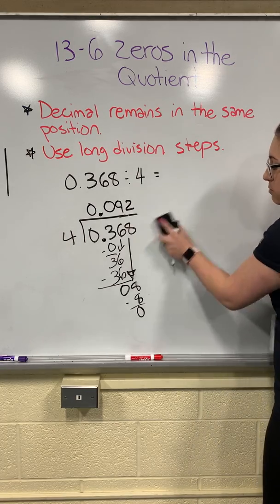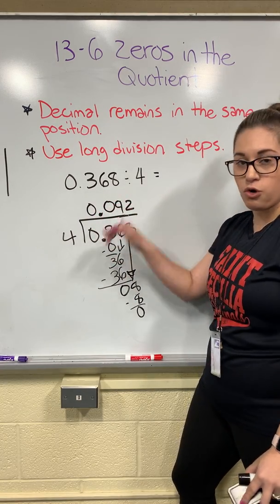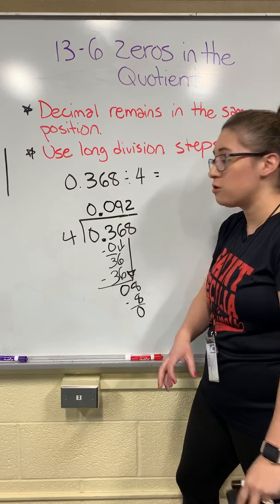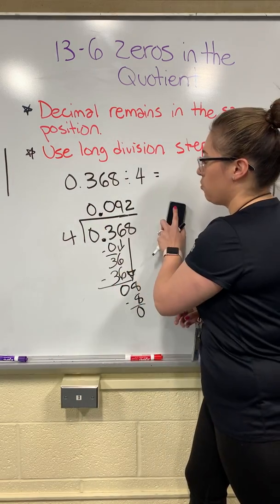All right, so this was a good example of showing that we have our zeros in the quotient itself as a placeholder because there wasn't enough for us to actually divide with, okay?